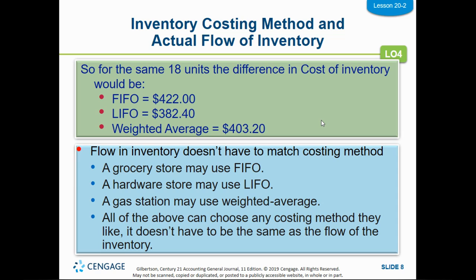Keep in mind that the flow of inventory doesn't have to match the costing method, meaning that if you use FIFO, first in, first out, you don't absolutely have to sell those units first. It doesn't have to match. It's just the way we do the book work and the bookkeeping. Some examples here: a grocery store might use FIFO, hardware might use LIFO, a gas station might use weighted average.